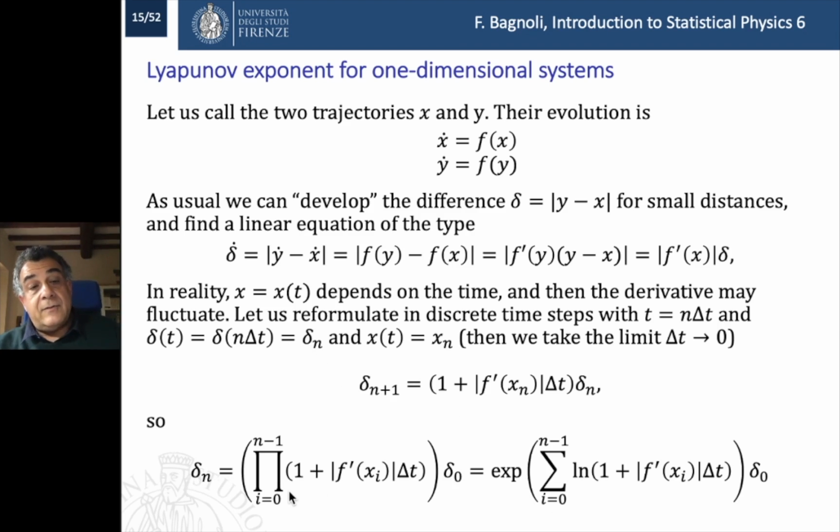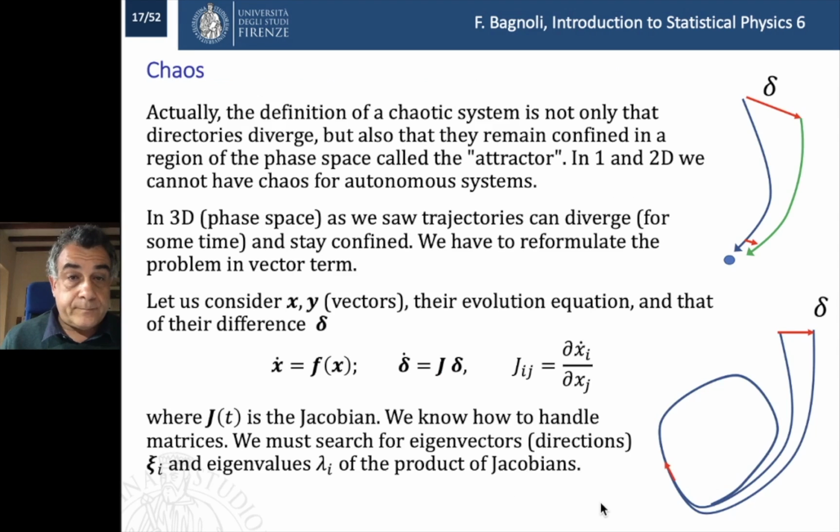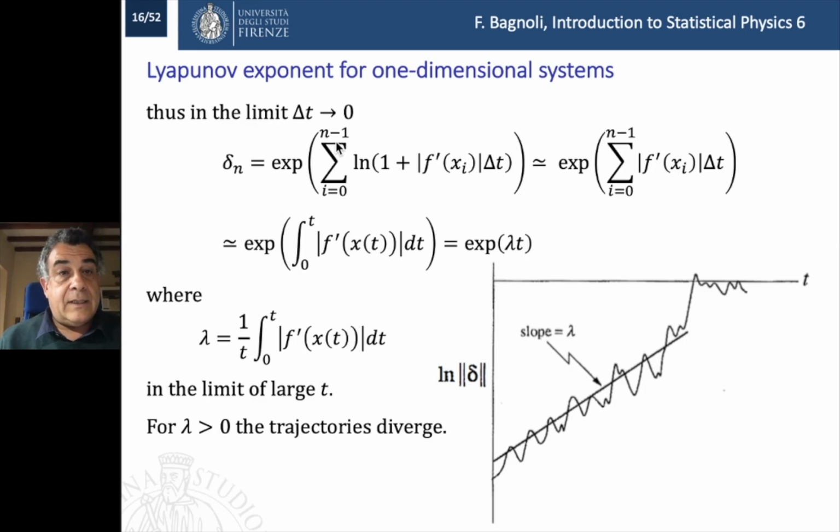Clearly, instead of dealing with the product, we take the exponential, so we are now dealing with a sum. And in the limit delta t equal to 0, the logarithm of 1 plus something small becomes just this quantity here. And so essentially we can define a Lyapunov exponent, which is the temporal average of the derivative of the function.